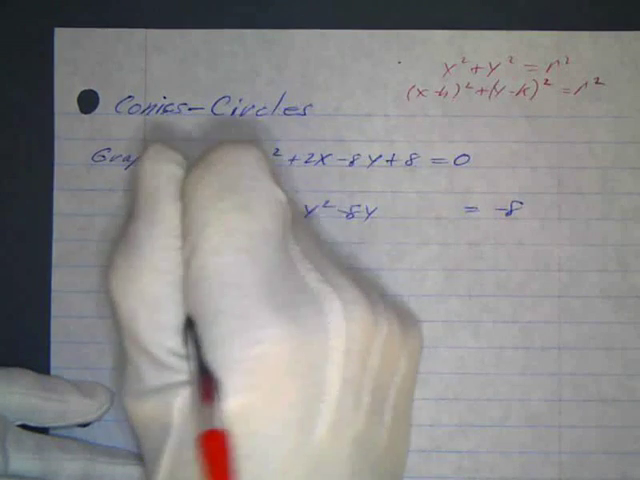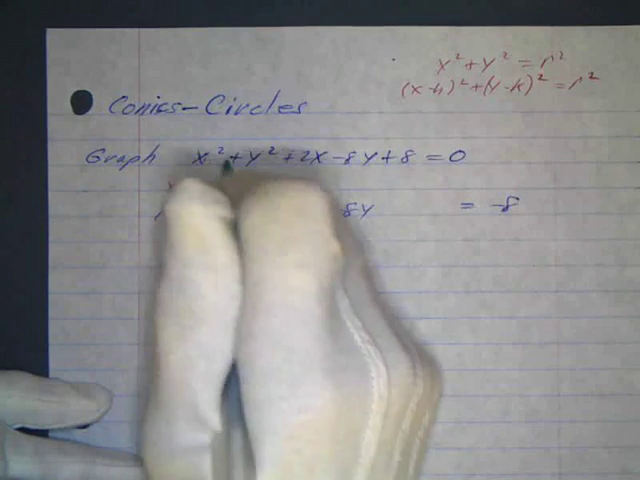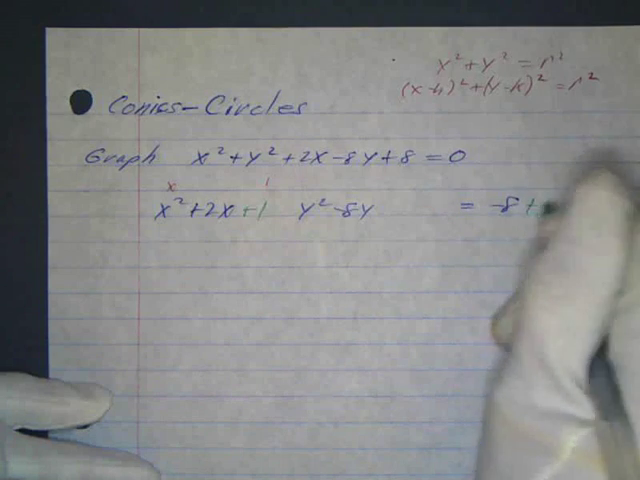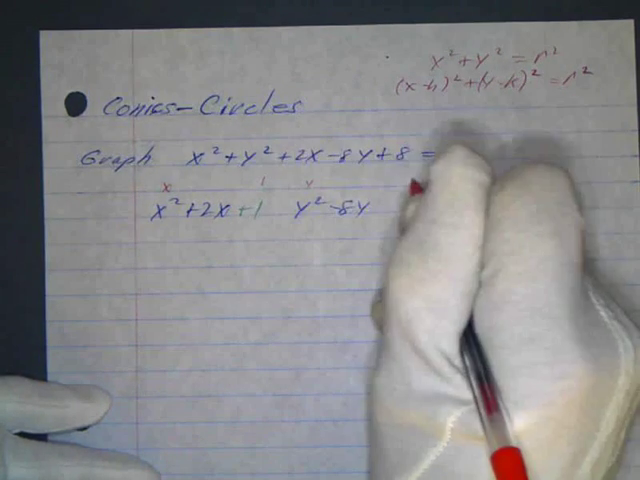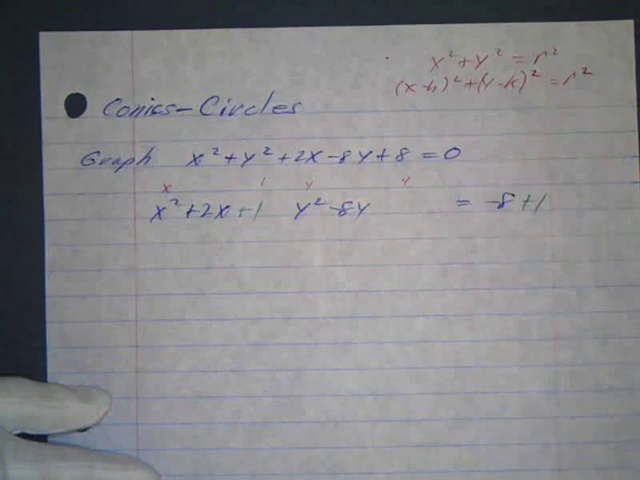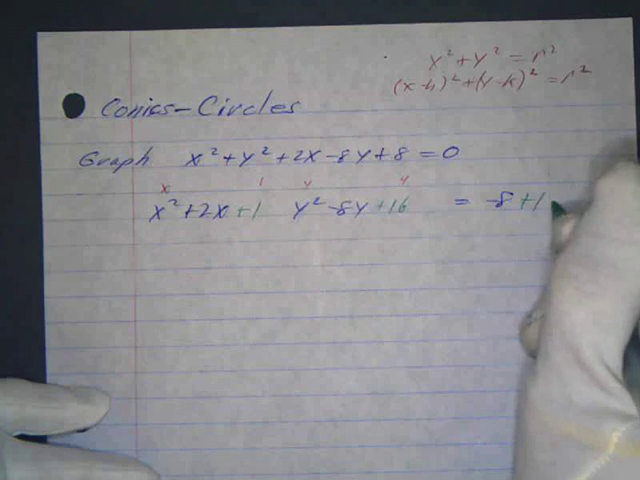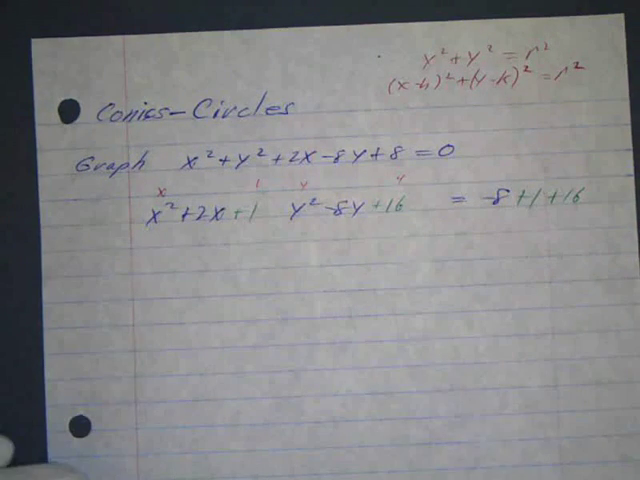Half of 2 is 1. 1 squared is 1, so I'm going to add 1 here. But if I add 1 to the left, I've got to add 1 to the right. And then half of 8 is 4. 4 squared is 16, so I'm going to add 16. But if I add it to the left, I've got to add it to the right. Now we're ready to complete these squares.